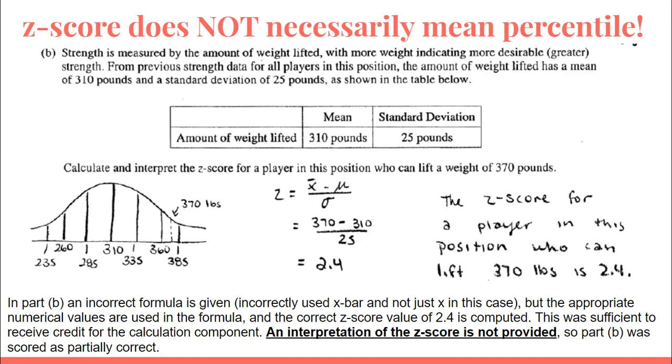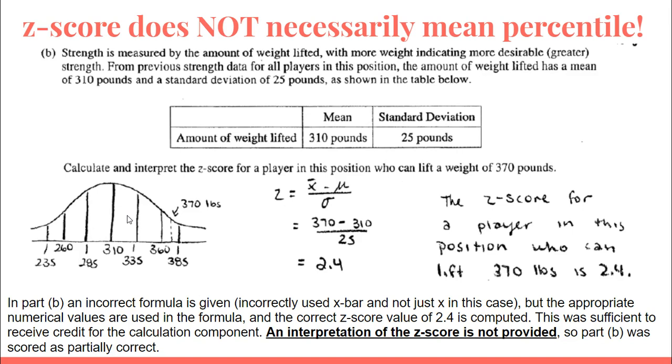This student made one mistake right away: they used the wrong formula. They used X bar. They did not use X in this case. They treated it like a sampling distribution when it was not. However, down here, they do have 370 minus 310 divided by 25. They have the right numerical values, so they got lucky. They did not get marked off for this. They even drew a normal distribution curve, which is wrong. They cannot do that. They cannot assess normality because they weren't told it was normal.